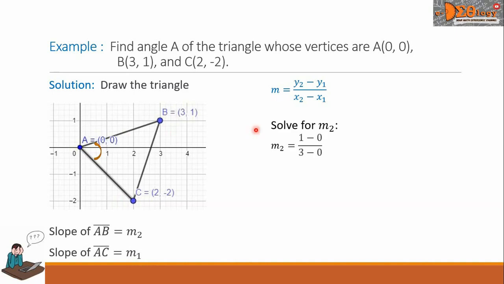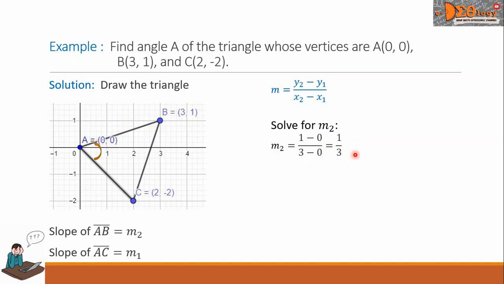Let us begin with solving for m sub 2. So this is equal to 1 minus 0 all over 3 minus 0. Simplifying further, 1 minus 0 is simply 1 over 3 minus 0 is 3. So m sub 2 equals 1/3.